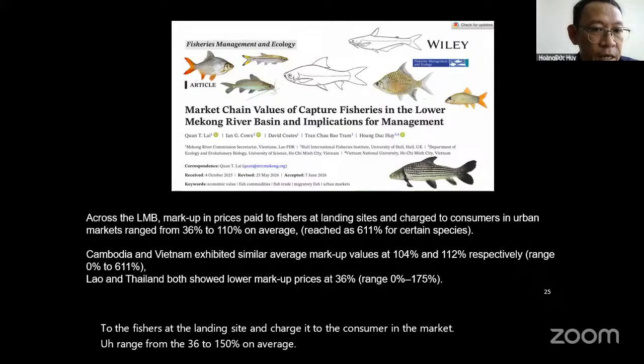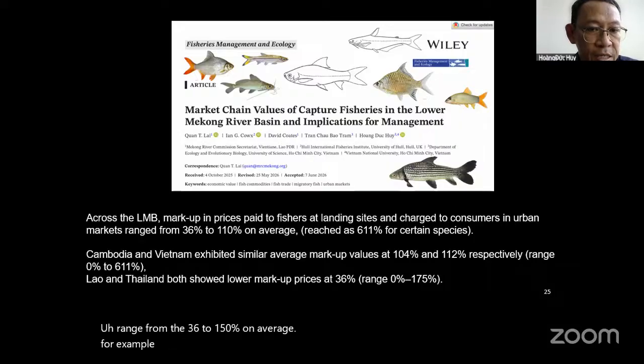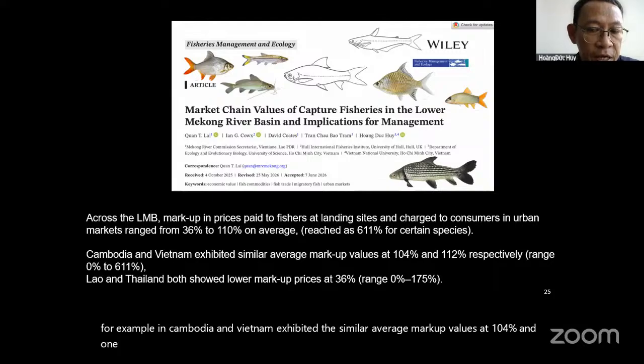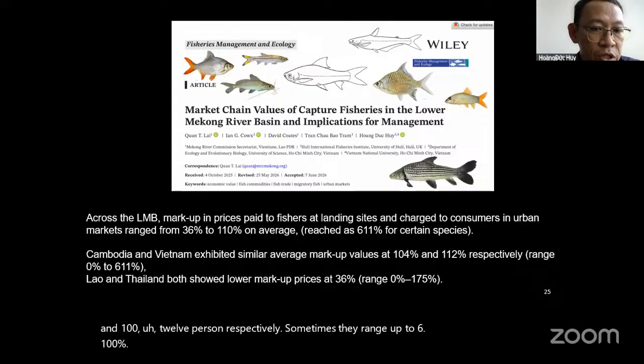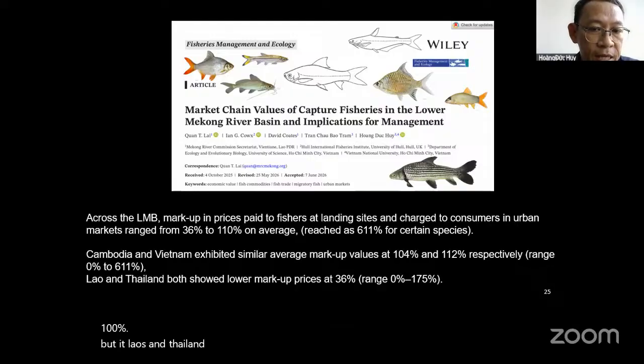For example, Cambodia and Vietnam exhibited similar average markup values, at 104% and 112% respectively. Sometimes they range up to 600%. But Laos and Thailand show a lower markup, at 36%.